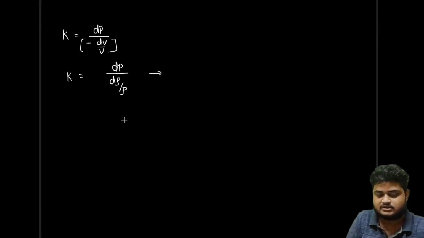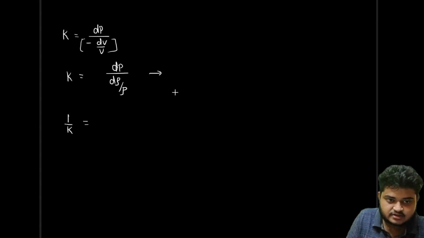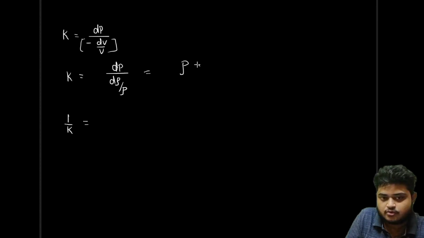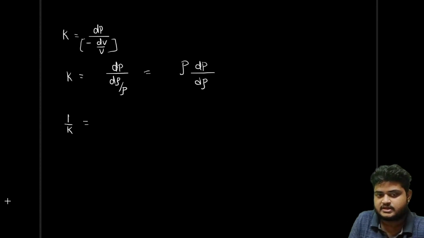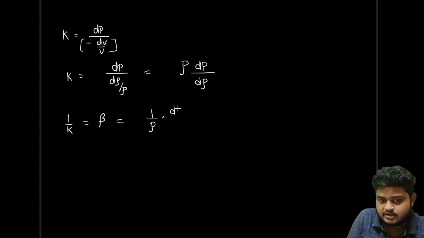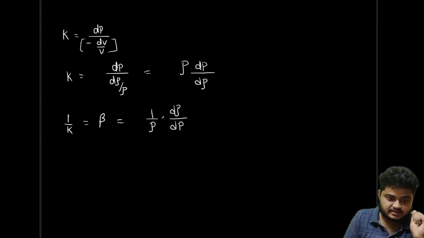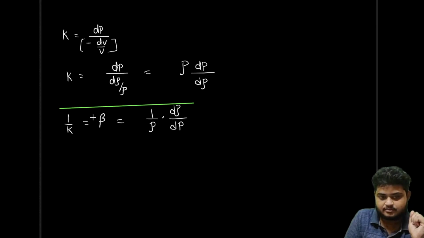Now, bulk modulus. Compressibility is the reciprocal of bulk modulus, that is 1 by k. Let us simplify these. So this is rho dp upon d rho, right? For compressibility, which is beta, we will find 1 by rho times d rho by dp. So this is basically the mathematical expression for bulk modulus and compressibility.